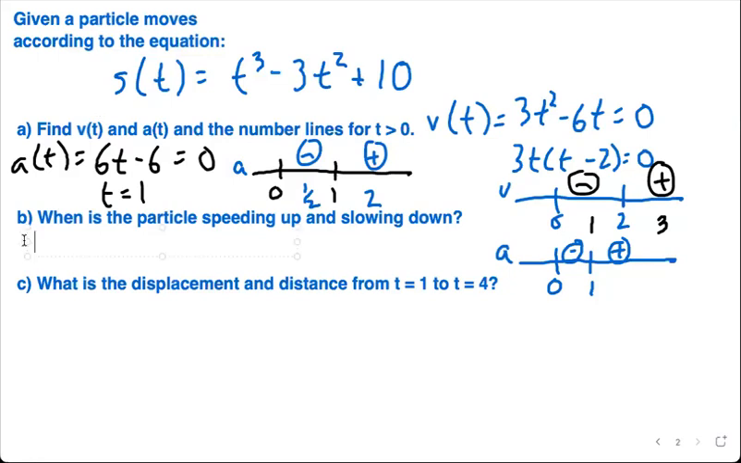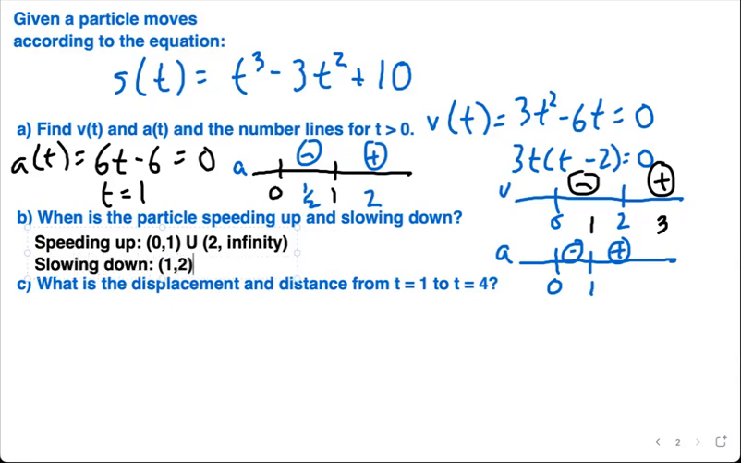Because you can see that we are speeding up when the signs are the same. That means from 0 to 1 second, both velocity and acceleration are negative. And then after 2 seconds, you can see that they're both positive. It's slowing down when they're opposite signs between 1 and 2 seconds. And that's how you can compare there.